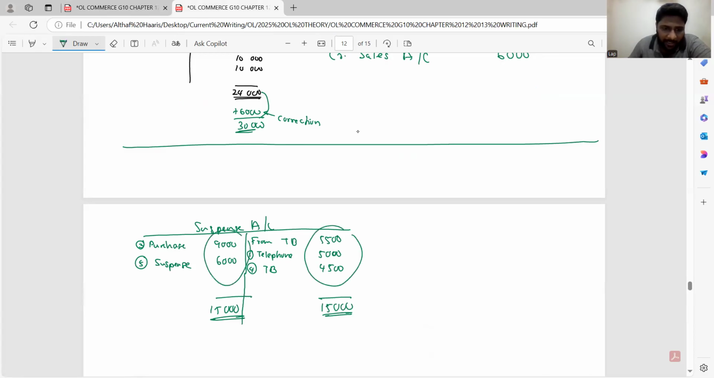So the debit side to the credit side is getting cancelled off. The suspense account is 0.